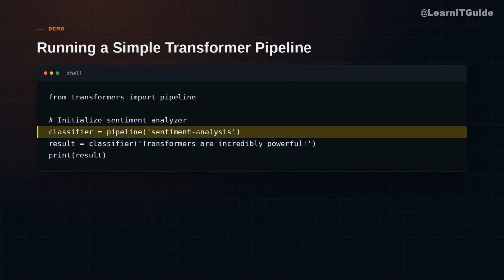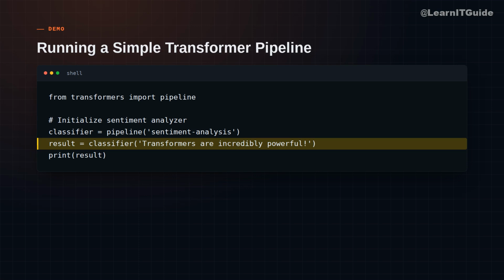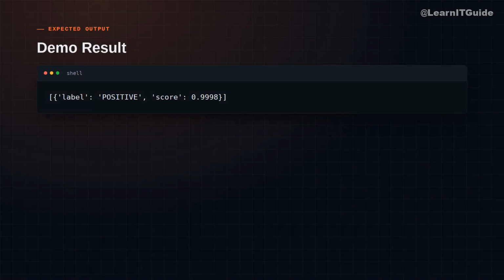Now that we have the environment, let us see the core concept in action. Here, we initialize a pre-trained sentiment analysis pipeline. We feed a string into the classifier and let the transformer do the work. Notice how we do not need to train anything here. The transformer has already learned the relationships between words during its initial training phase. And here is the result. The model correctly identified the sentiment with over 99% confidence. This is the power of the attention mechanism.